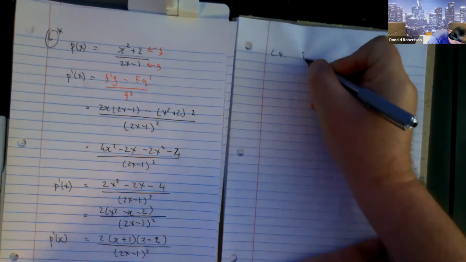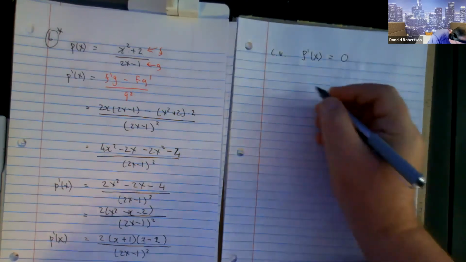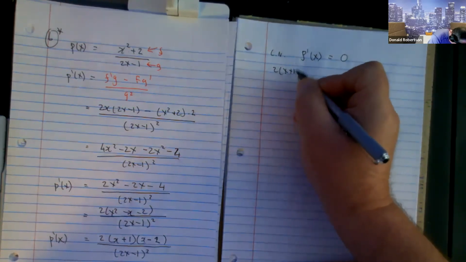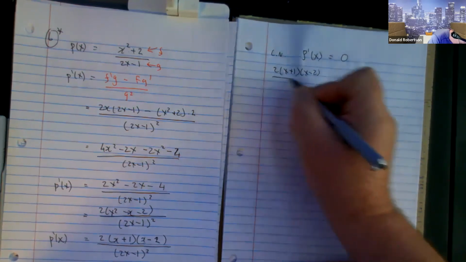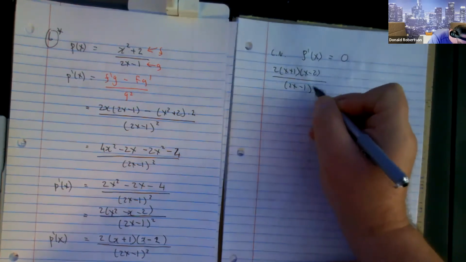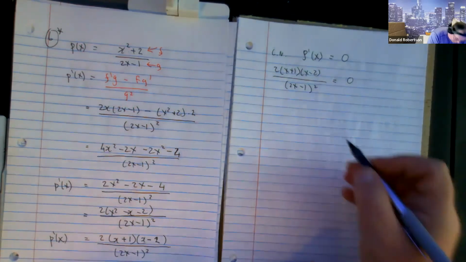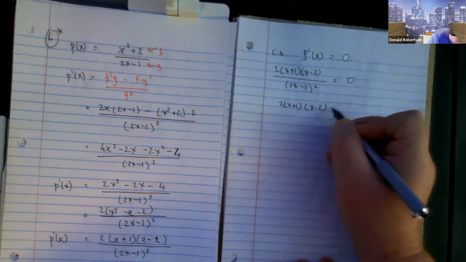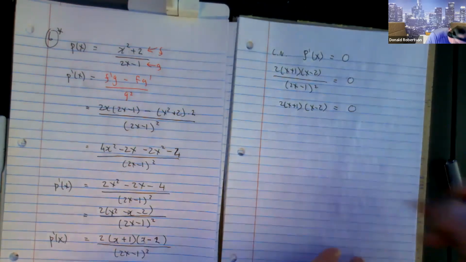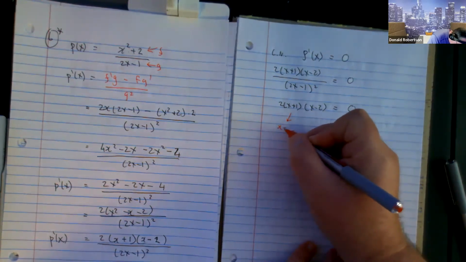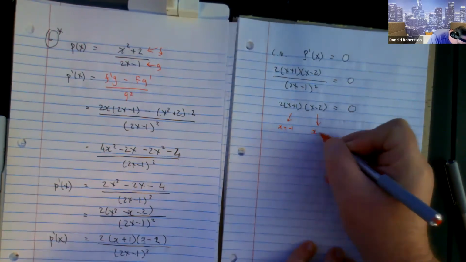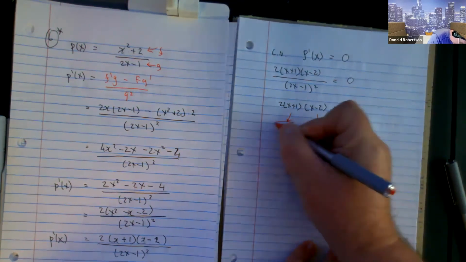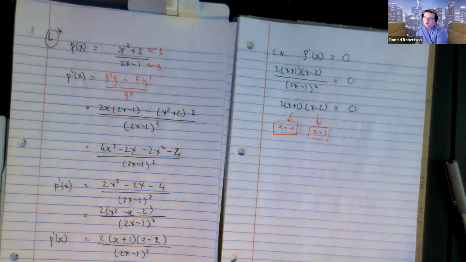So we can find critical numbers. The first critical number is when the derivative is 0. So we are trying to solve when this fraction is equal to 0. But fractions are only going to be equal to 0 when the numerator, the top, is 0, which means we have two critical numbers. That wasn't that much quicker than the quadratic formula.